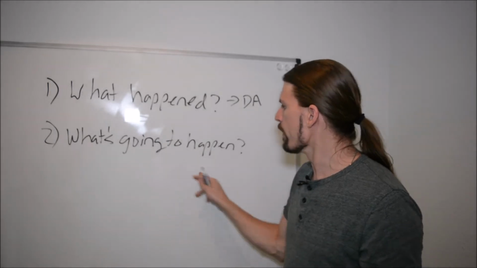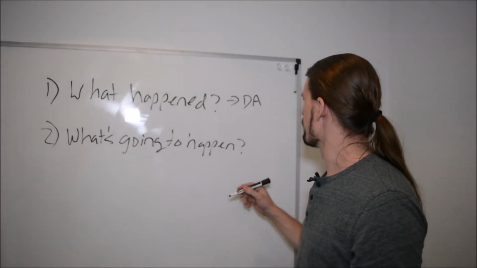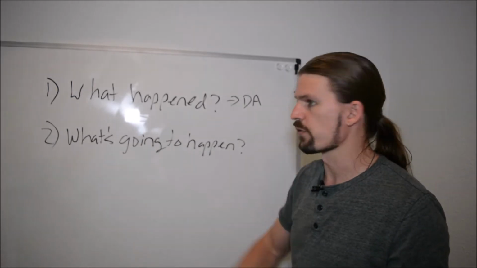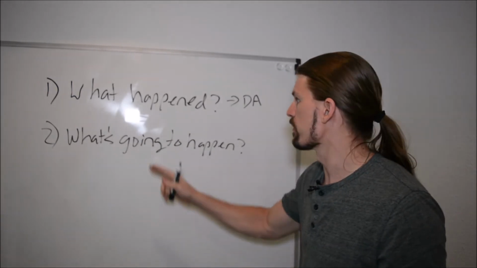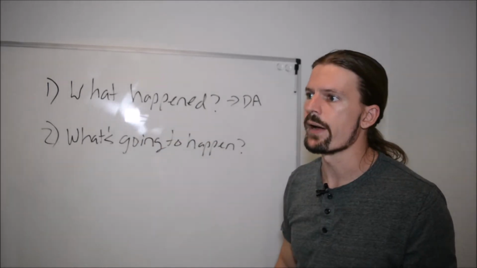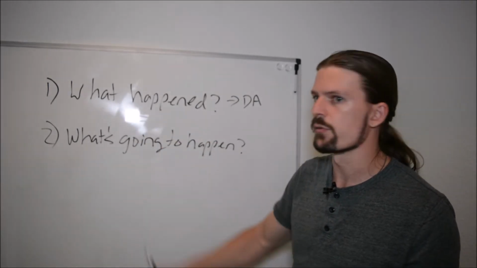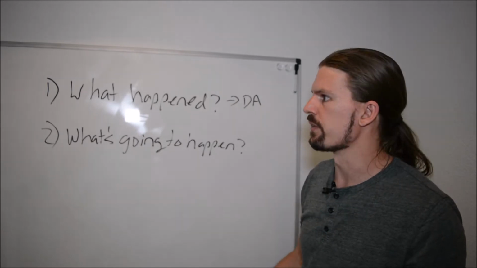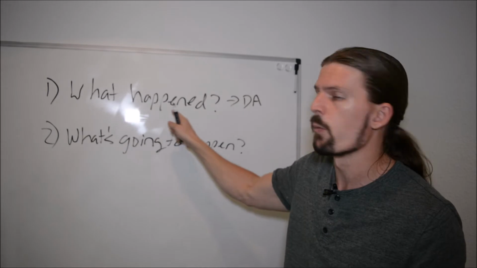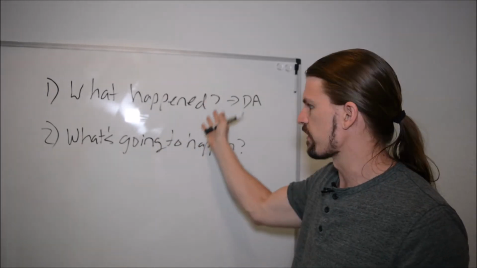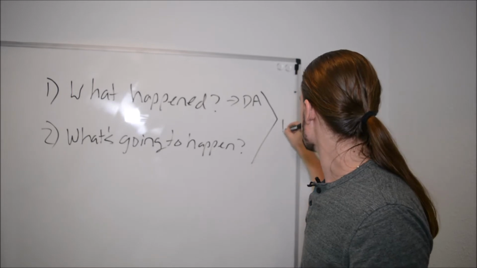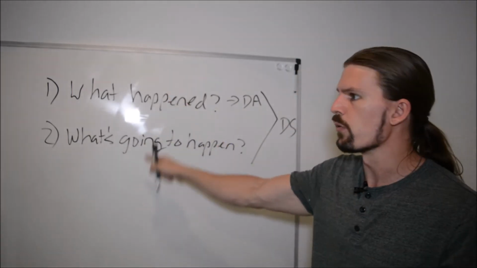Now, what's going to happen in the future, that's what the data scientist has to answer. Now, in order to answer this question, he first has to figure out what happened in the past, right? Based on what happened in the past, what do we predict is going to happen in the future? So the data scientist has to do the data analyst's job, right? He has to figure out what happened, but then he has to do this additional step of what's going to happen in the future. So data scientist does both of these.